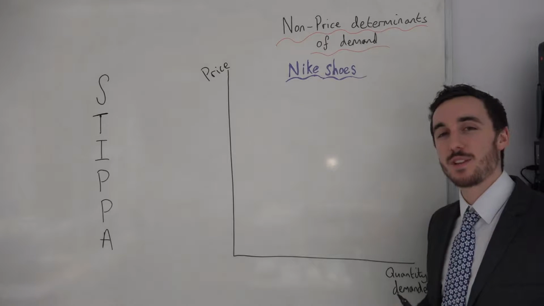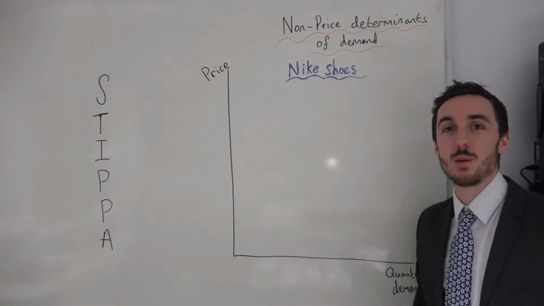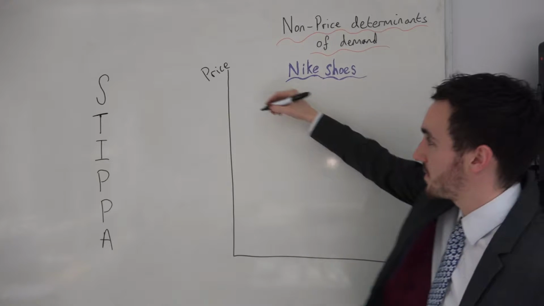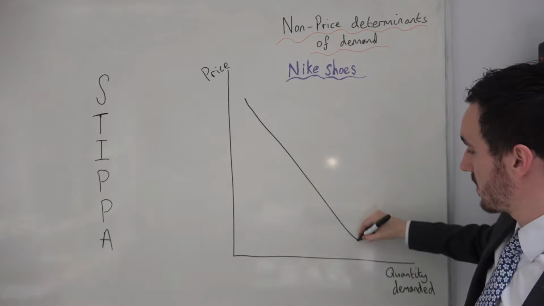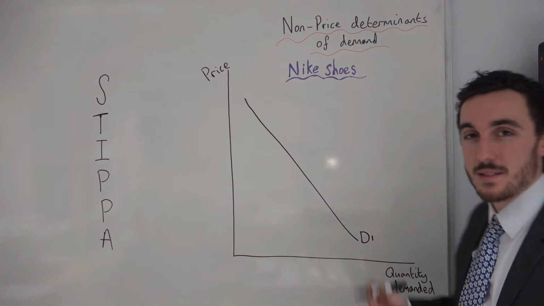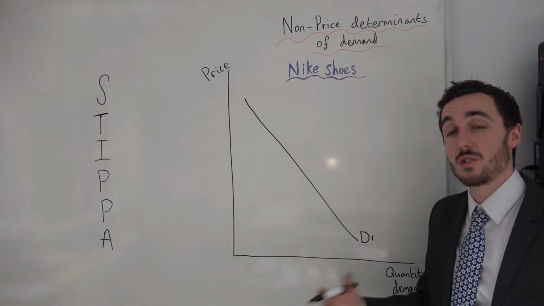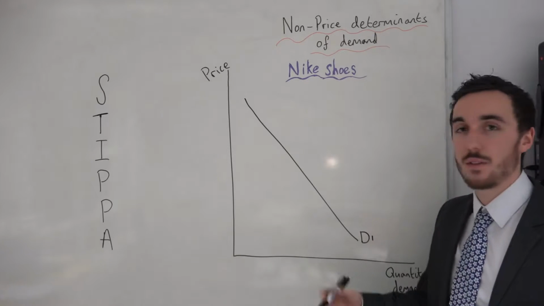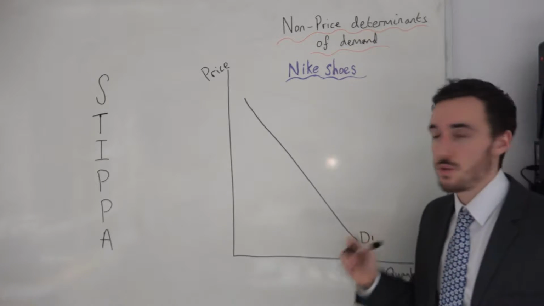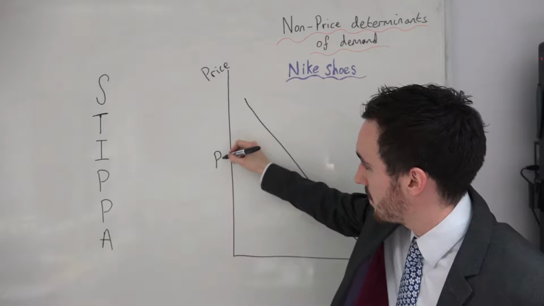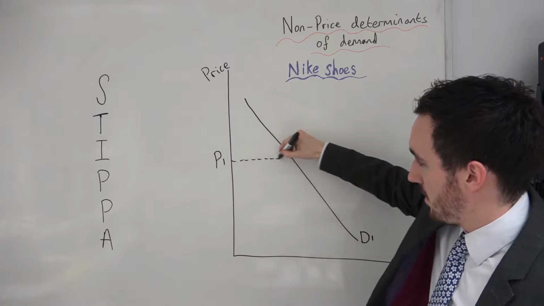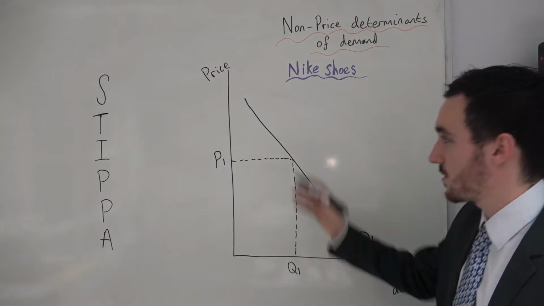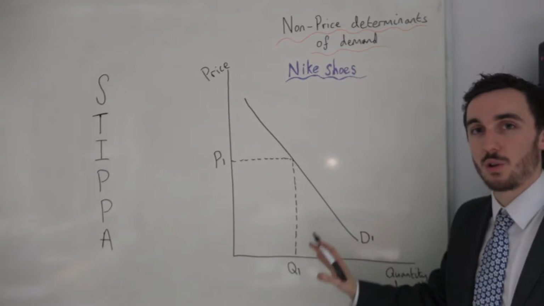Hello, I'm Mr. Burton, and in this video we're going to be looking at the non-price determinants of demand. From my other videos you should hopefully know that the demand curve is downward sloping, and demand is the amount of goods and services that consumers are willing and able to buy at any given price at any given time. So for Nike shoes, for example, if the price here is P1, we know if we go across to our demand curve and down, the demand for Nike shoes at this price level will be Q1.